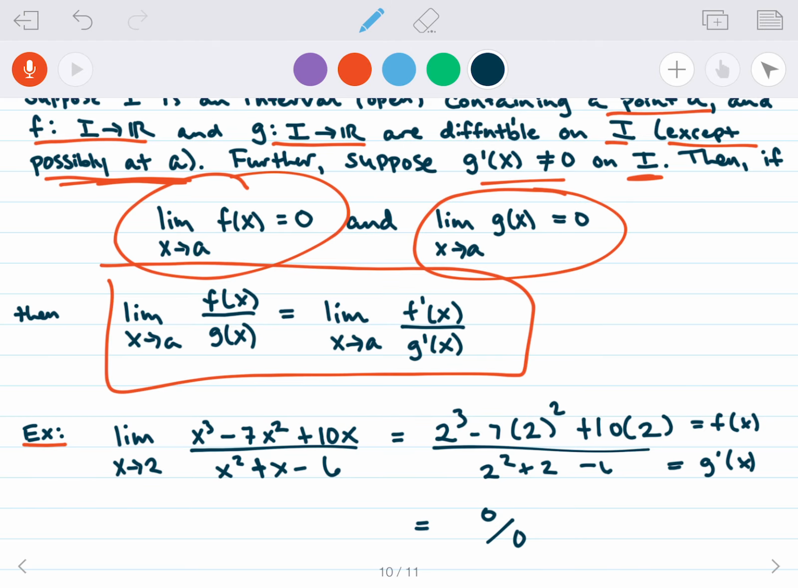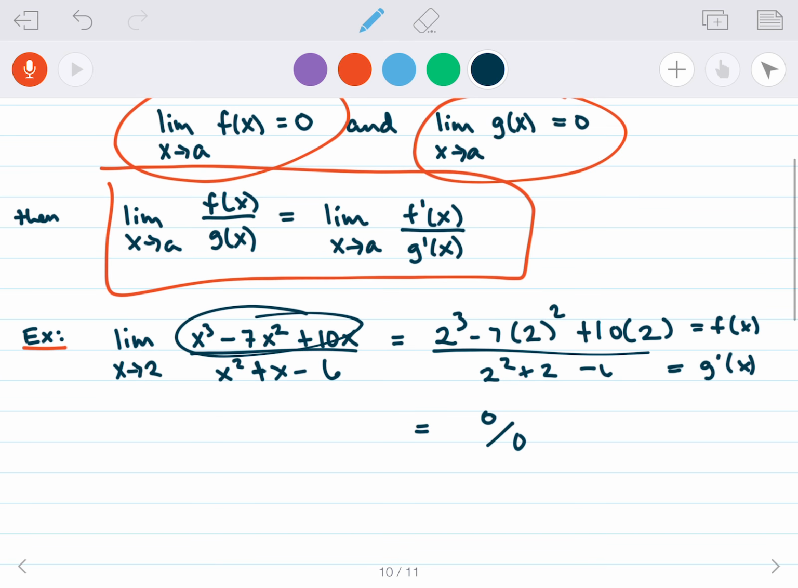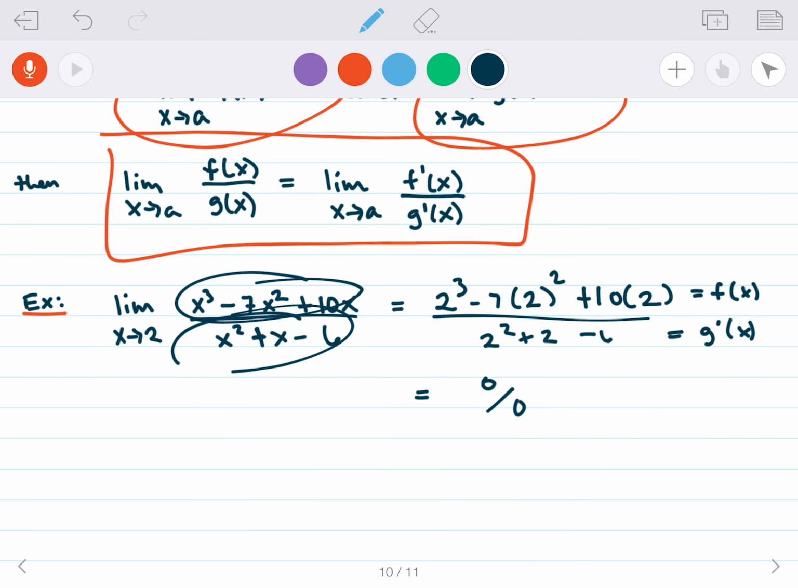Okay, and so L'Hopital's rule says, hey, just take the derivative of the top and the bottom, and then plug in, and no problem. So f prime of x is going to be 3x squared minus 14x, just taking the derivative, plus 10. And then g prime of x is going to be taking the derivative of the bottom portion, which is just going to give us 2x plus 1.